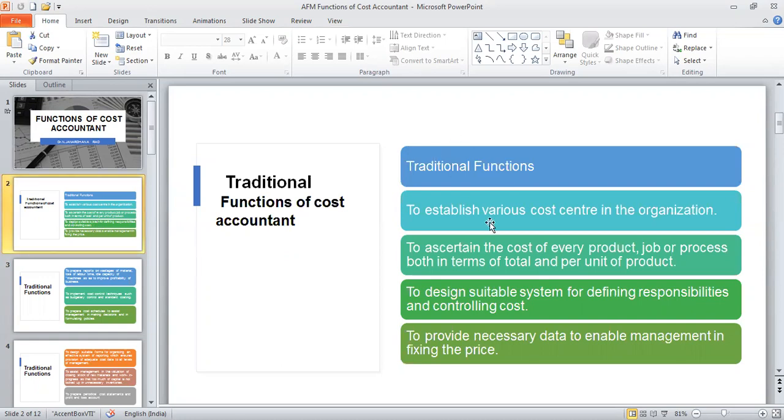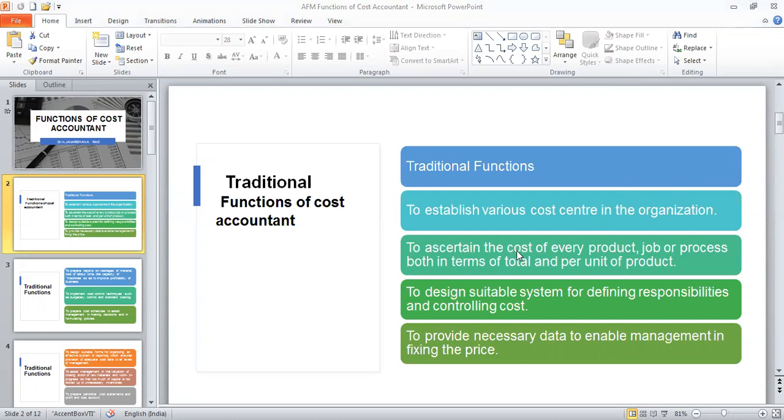Here, establishment of various cost centers in the organization. For example, if it is a manufacturing organization, it is required to establish various cost centers like crushing, refining, filtering, packaging. So these are the various cost centers they have to establish, right?